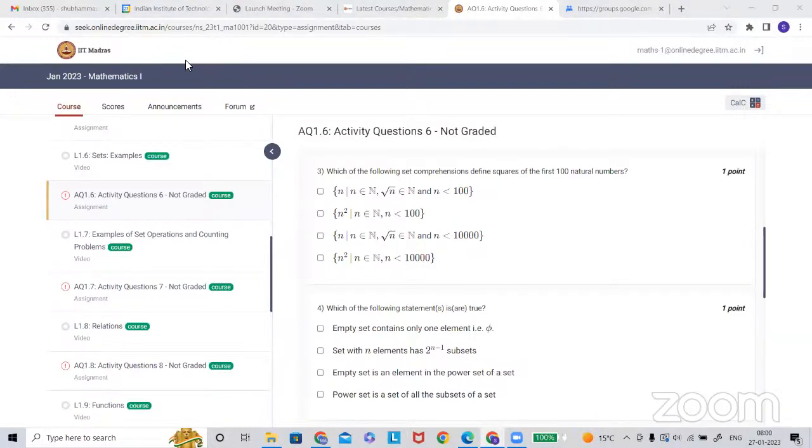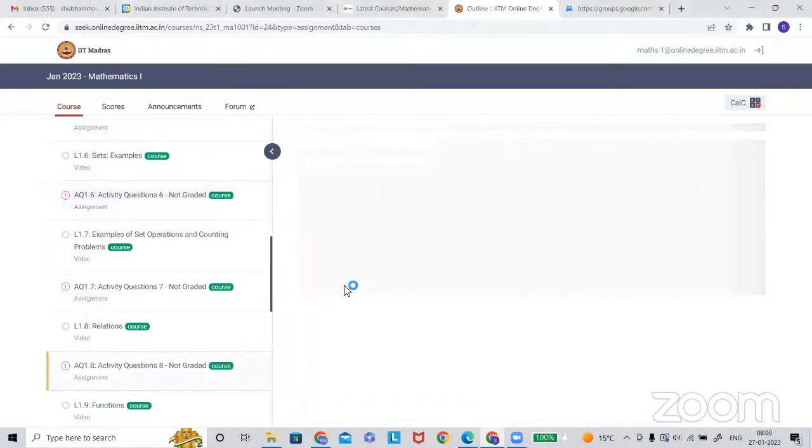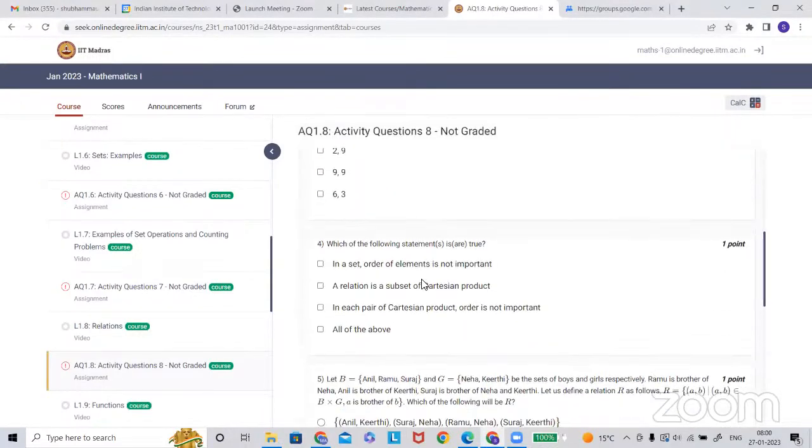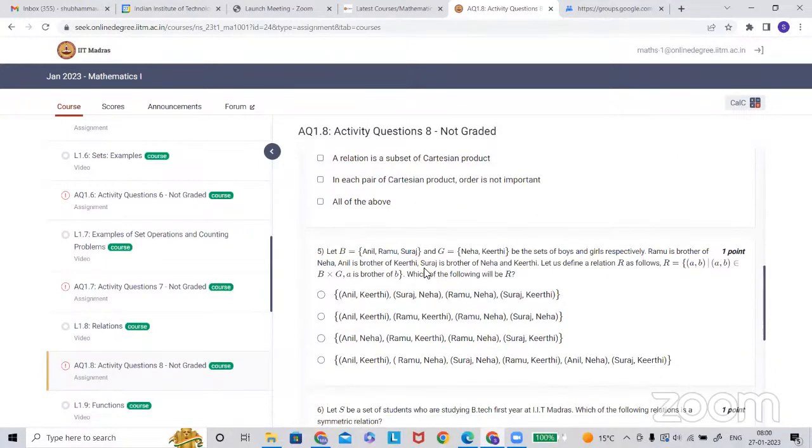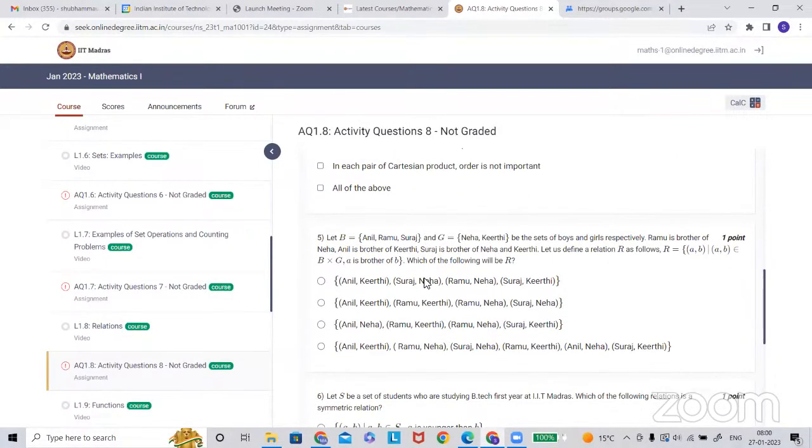Okay, let's go with the next one. Activity 8, question number 5. Okay. How are Anil and Neha in the set? What's the doubt here? Why Anil and Neha? Just the last option. This one. Why Anil and Neha?